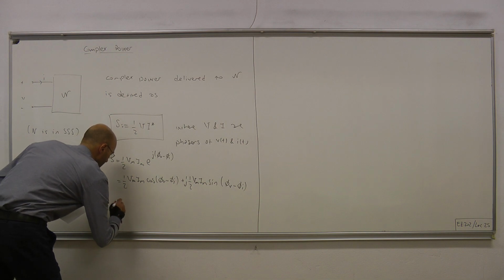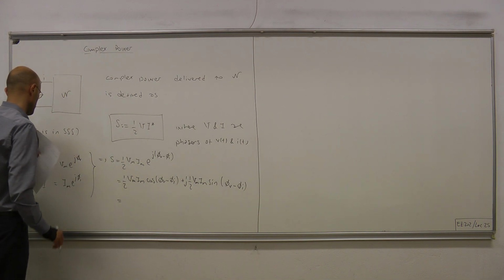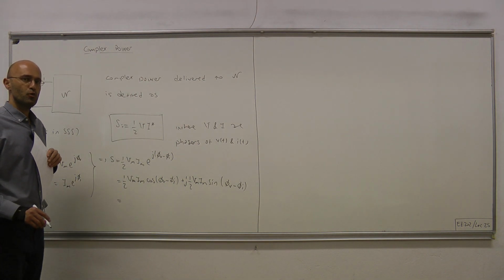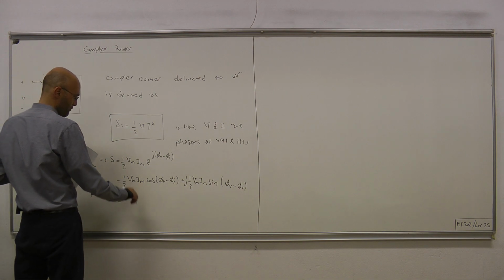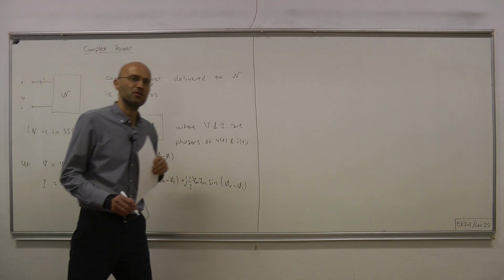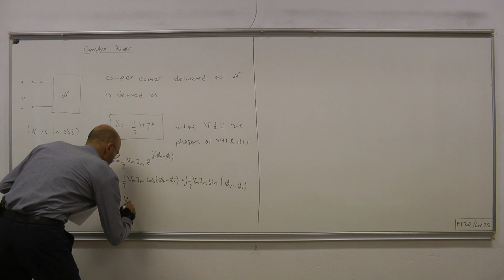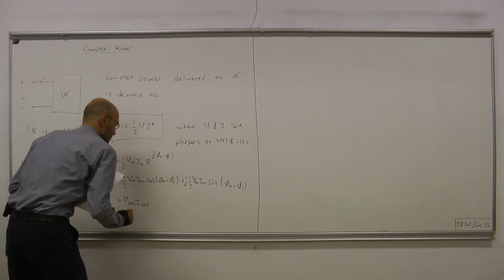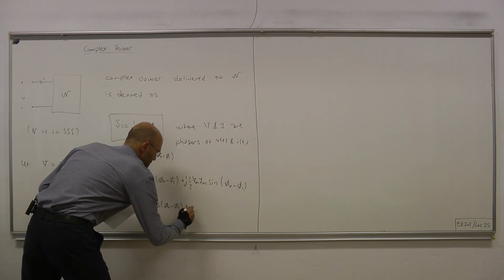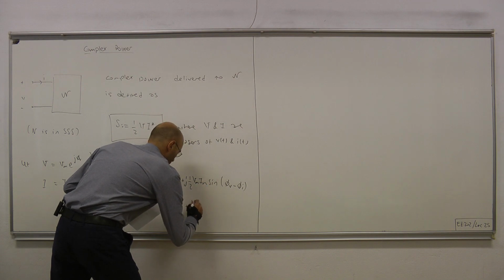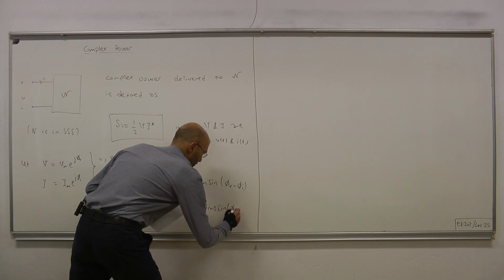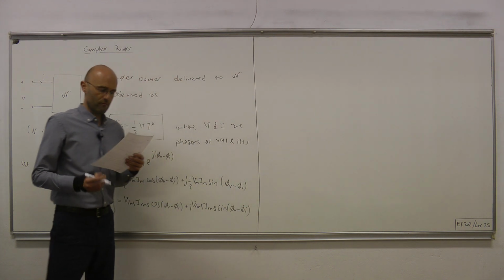Remember that for a sinusoidal signal, the effective value is the amplitude divided by square root of 2. Therefore, this 1/2 Vm Im can be written as V effective times I effective, or Vrms times Irms. So S equals Vrms Irms cosine (phi V minus phi I) plus j Vrms Irms sine (phi V minus the phase of the current, phi I).